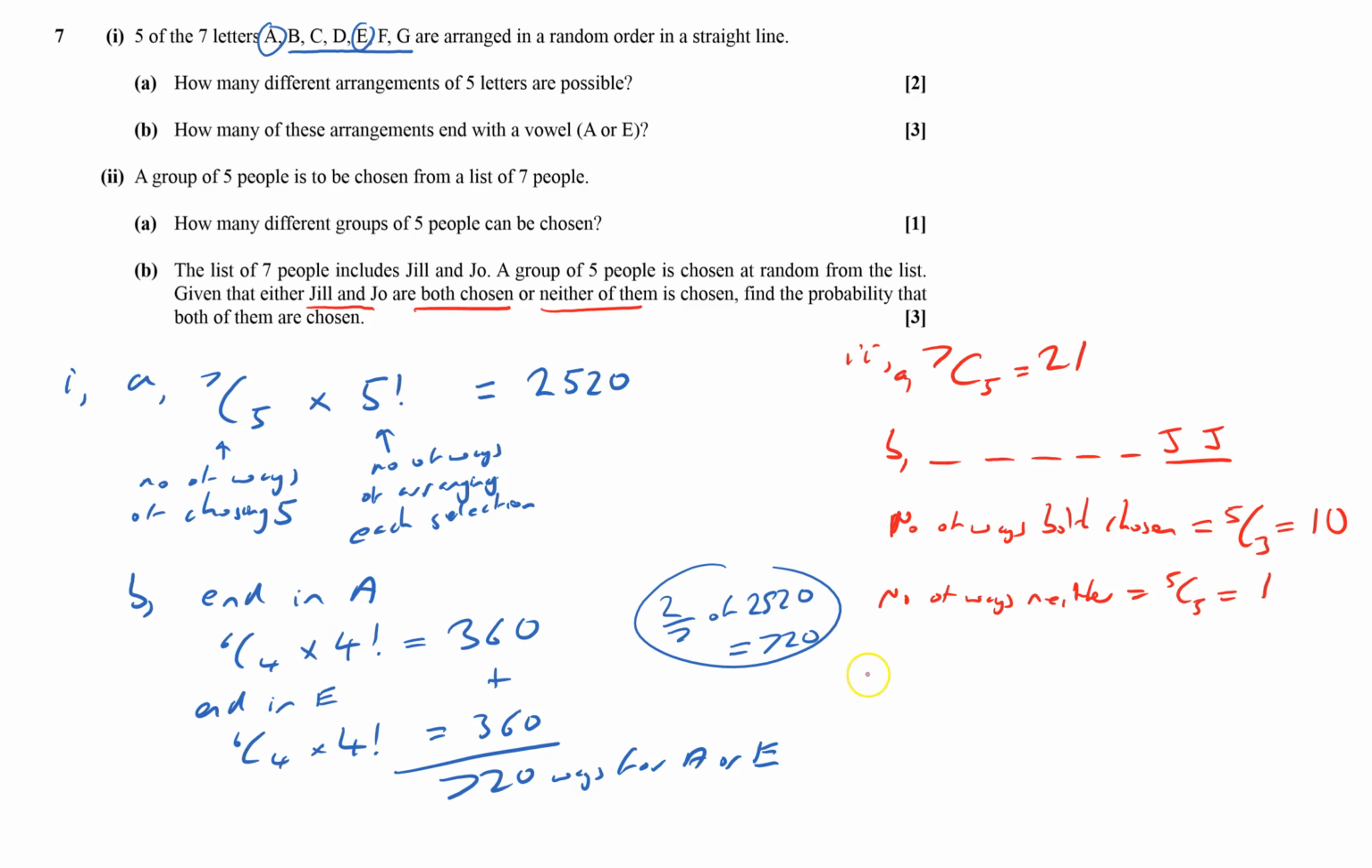And we have to work out the probability both chosen, given that either both or neither chosen. So this is the number of ways it can happen. How many ways can they both be chosen is 10 out of how many ways there are altogether, given that they are either both chosen or neither chosen, which is 11 altogether. So 10 out of 11 will be the probability that they're both chosen, given they're either both chosen or neither chosen. And that's 7 done.